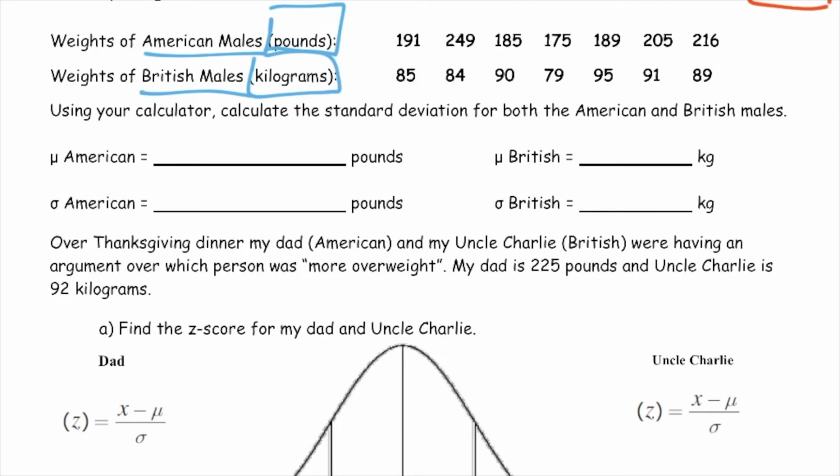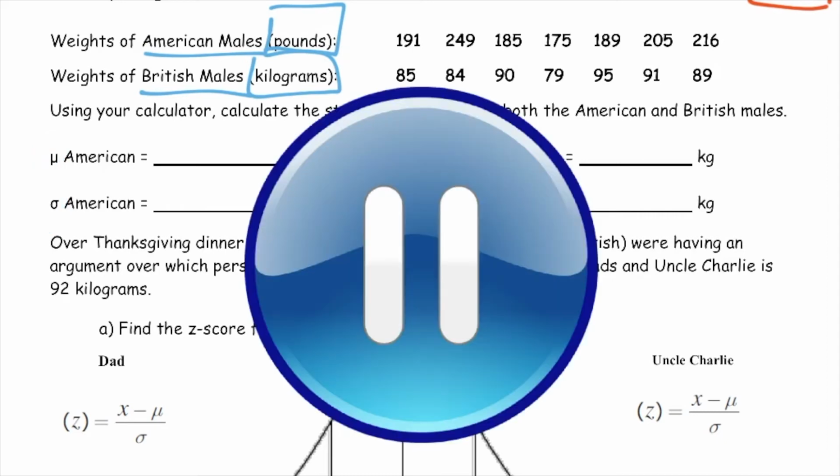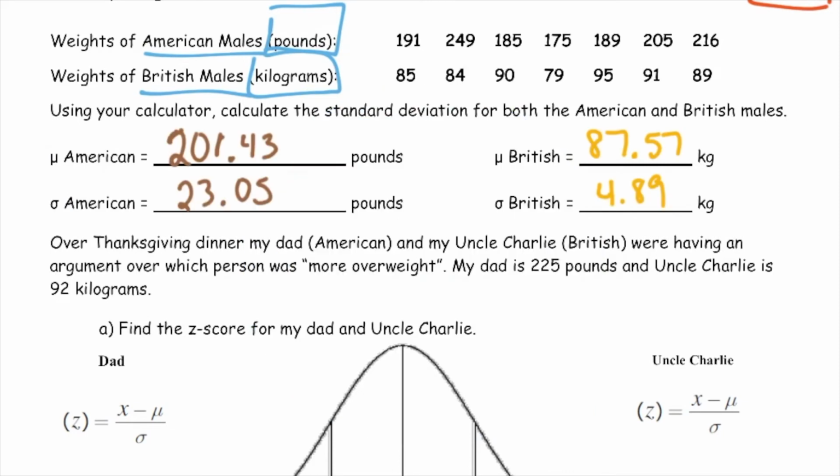So we're going to go into Desmos and calculate the mean and the standard deviation of both the Americans and the British. So take a second, go ahead and do that. So pause your video. All right, so I've calculated these means and standard deviations. Remember, we're in different units here, so pounds versus kilograms.